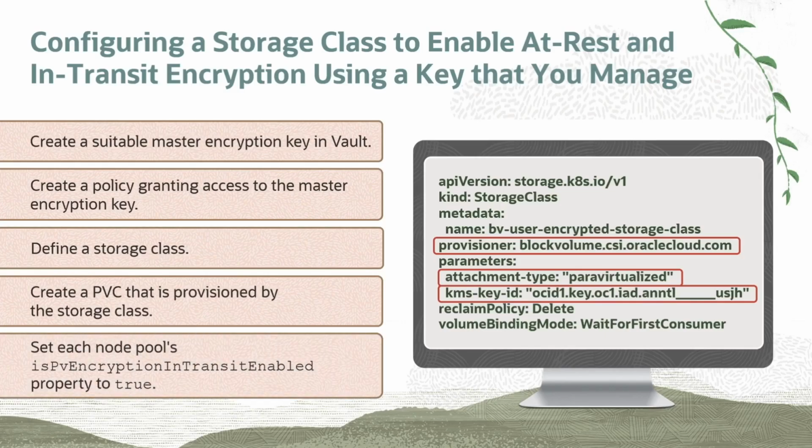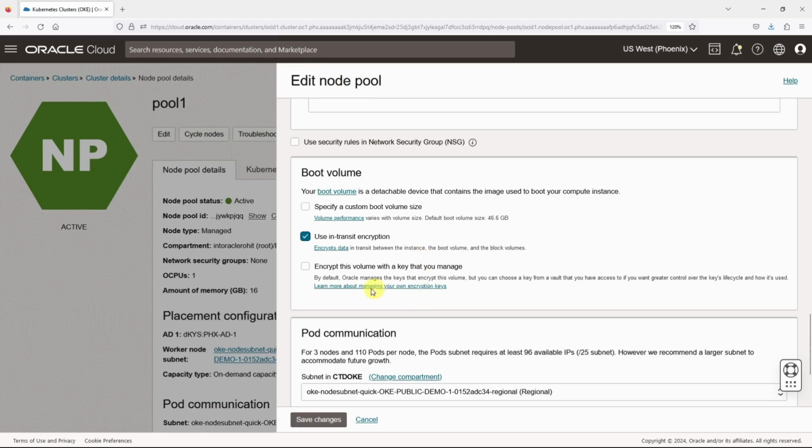And finally, having defined the storage class and created the PVC, you must set each node pool's isPV encryption in transit enabled property to true using either the CLI, API, or using the node pool's use in-transit encryption option within the console, as shown on the screen under the boot volume section within the edit node pool window.